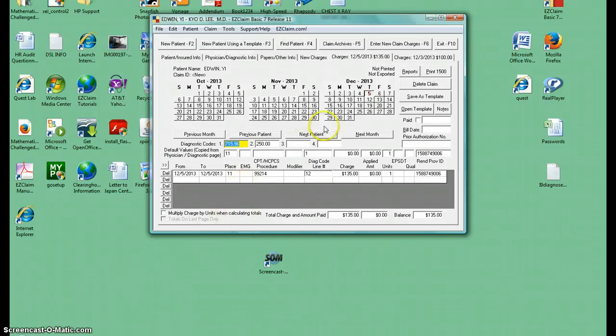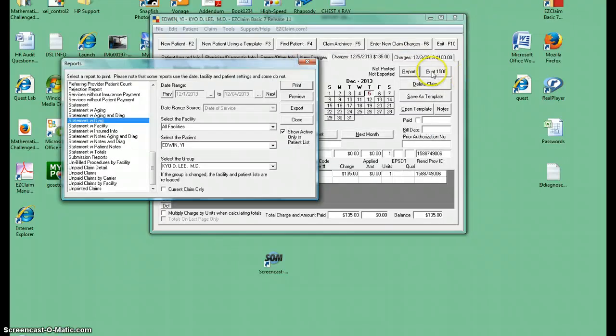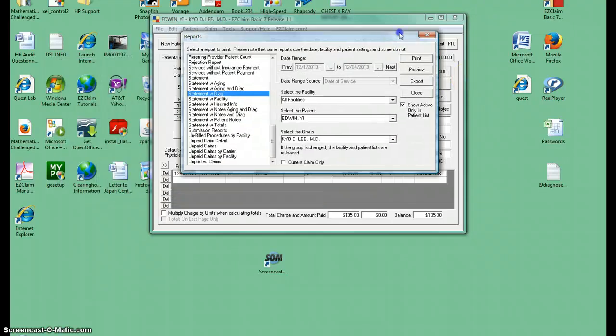Okay, so let's see. I think we left off at where the patients will receive the bill. Oh, when we send the claims to the patients. Okay, so here next to the print 1500 button, we click reports.